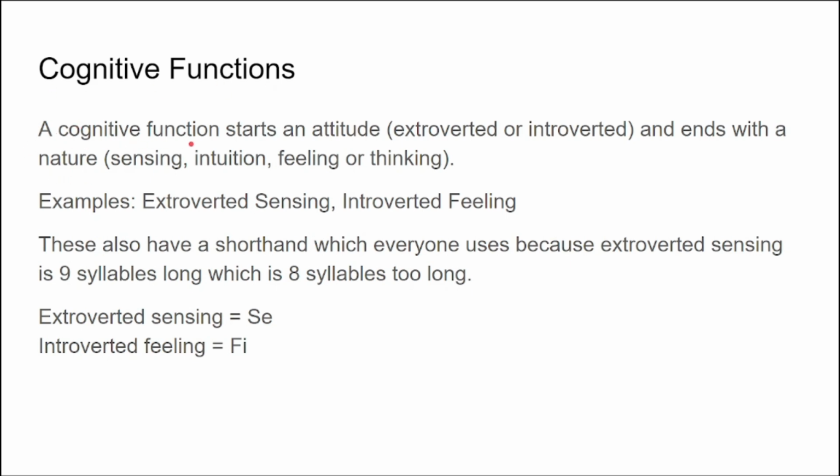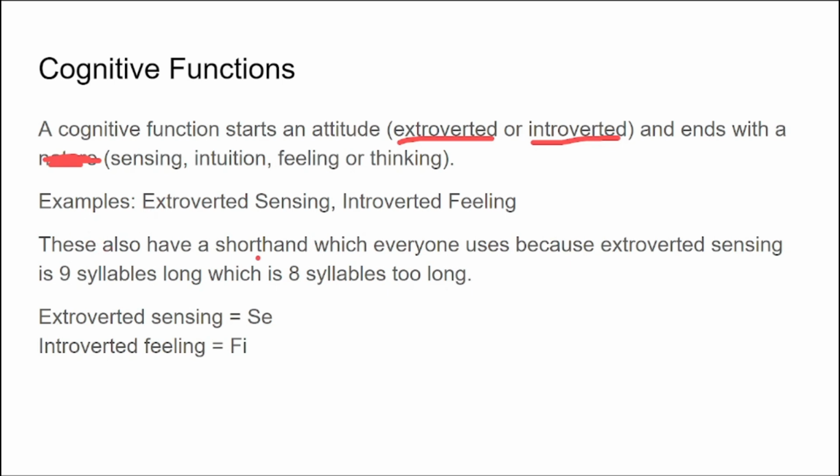A cognitive function starts with an attitude, which is the extroverted or introverted. Attitude is like the first letter, right? An E or an I, and it ends with a nature, I guess. I don't really know what the proper word for this is. You will not need to remember this word, it's not important, but it's sensing, intuition, feeling, or thinking, right? So an example would be extroverted sensing or introverted feeling, right?